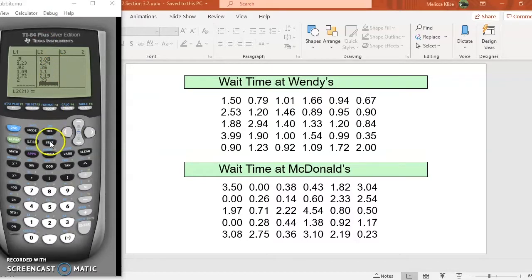So all of my McDonald's are in the L2. So once again, I went to Stat, I'm going over to Calc and hit enter on one variable statistics. So see here how my list is L1. I have McDonald's in L2.